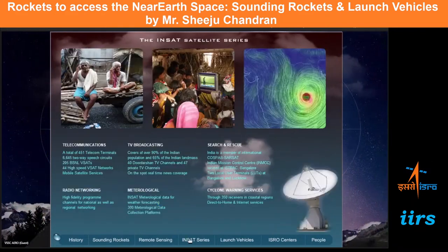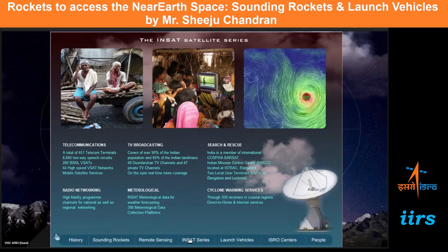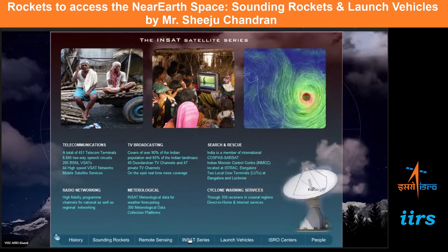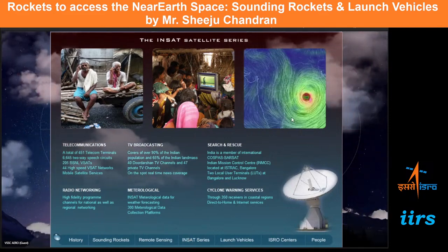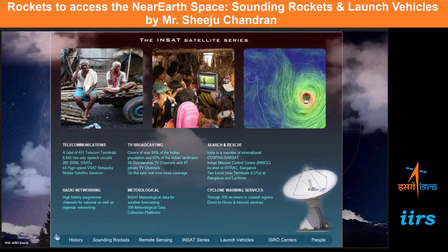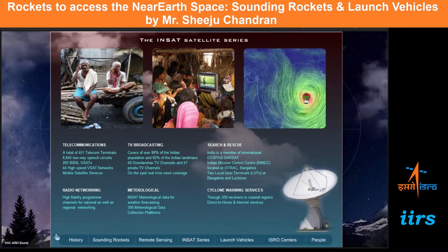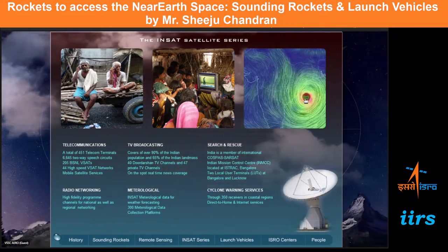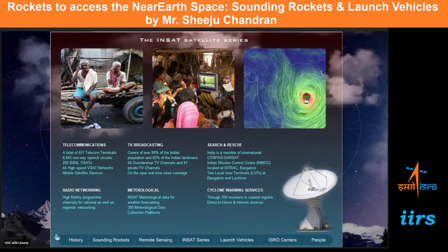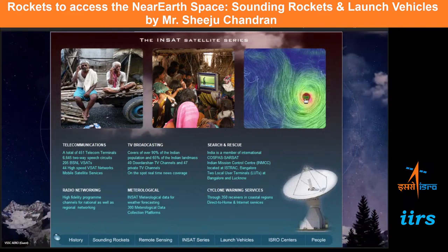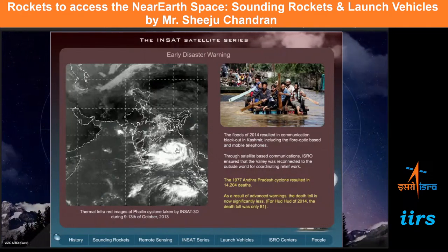And we had a satellite series called the INSAT series. INSAT is the Indian National Satellite System, which are basically communication satellites. They are placed at 36,000 kilometers. As I mentioned earlier, since they are at a fixed location relative to the Earth, or India to be precise, you can always see them, so you can always use them for communication. And it is also used for disaster warning.